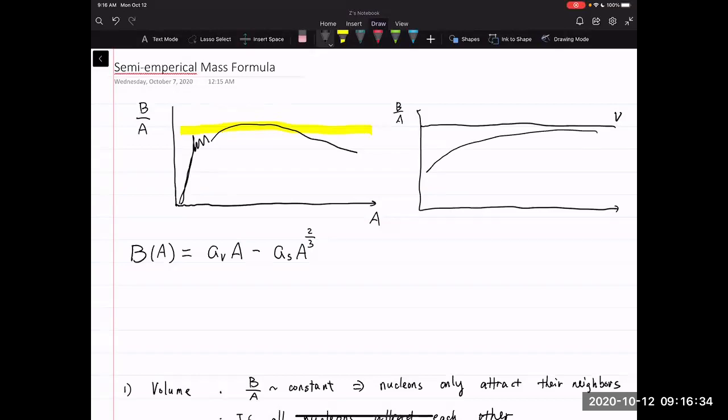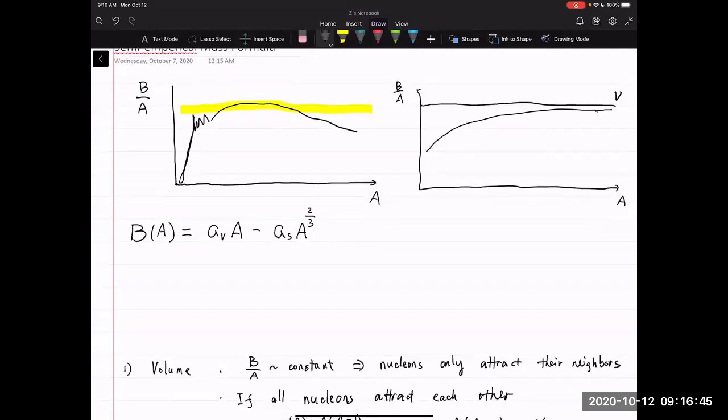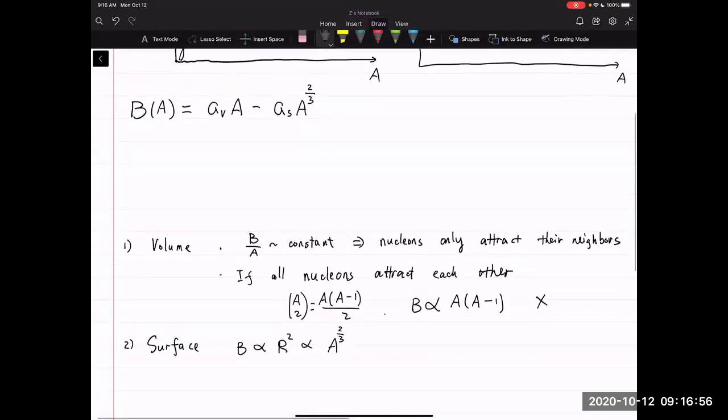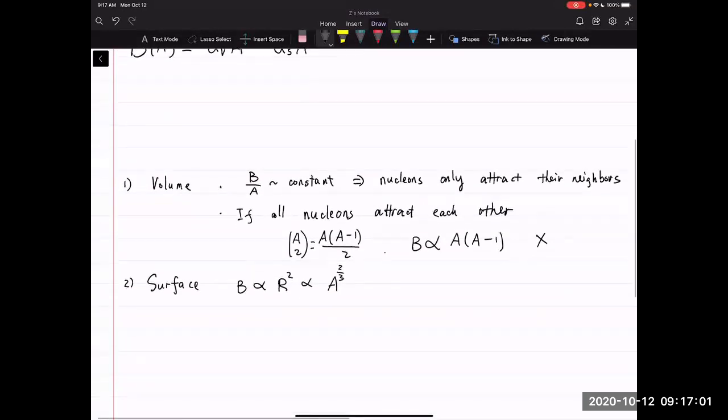B versus A. Okay, we subtract the surface term. It's getting close to the experimental observation, but not completely yet. Okay, so this is the first correction based on the volume. And then the third correction is due to the Coulomb interactions.